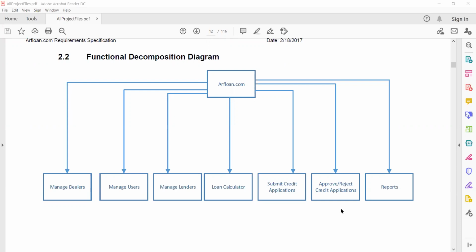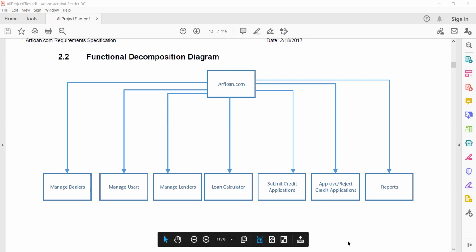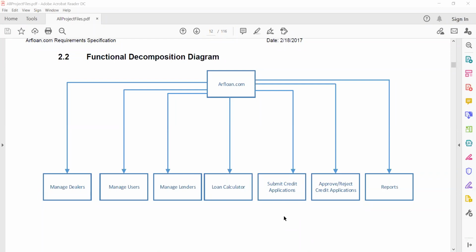So in this case, the system administrator will manage the users? No, if you look later in the document, it talks about who can access what functions and who can perform what functionality. Okay, so it doesn't have to be the system administrator all the time. It could be other users or accounts with specific privileges that can do that.